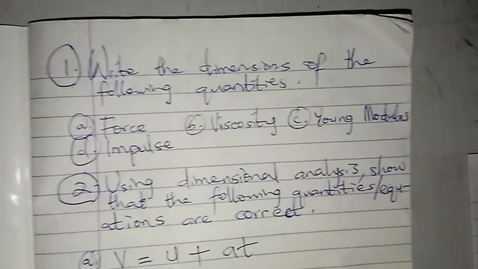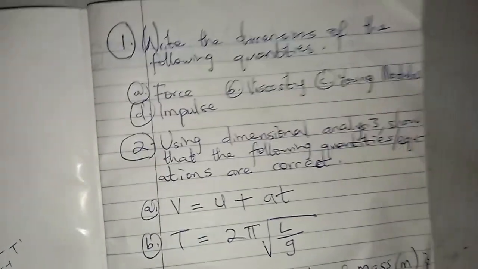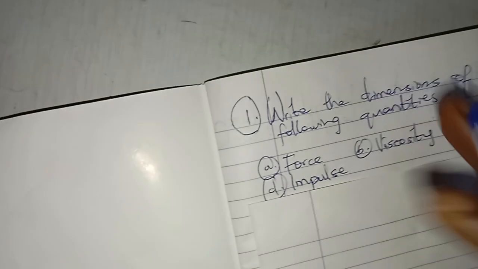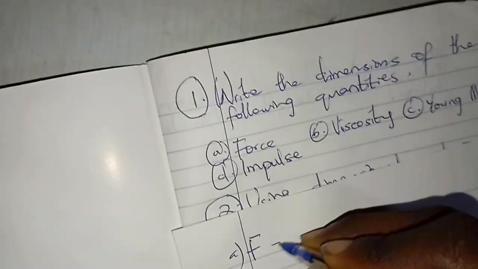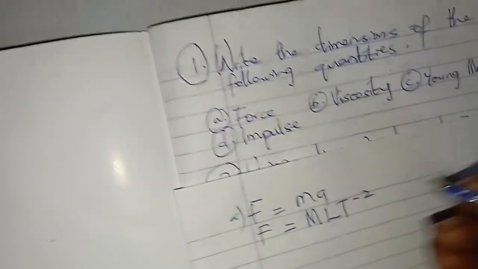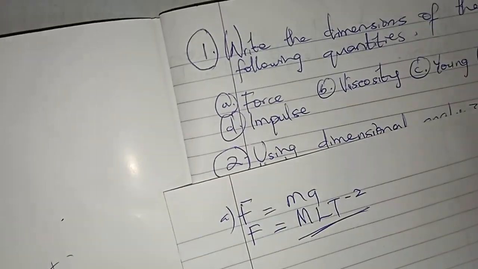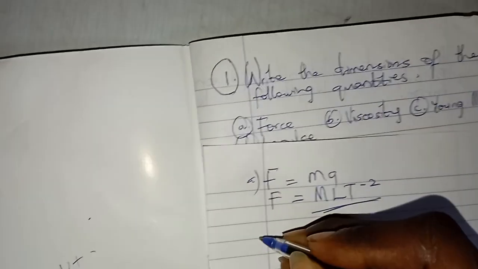The question says, write the dimensions of the following quantities. We know that force, let's do it here. I'll be very fast because I've made a video on this before. Force is equal to ma. So F is equal to m, and acceleration is LT^-2. And we know that dimension is simply the measurement of physical quantities using mass, length, and time. This is the dimension of force.